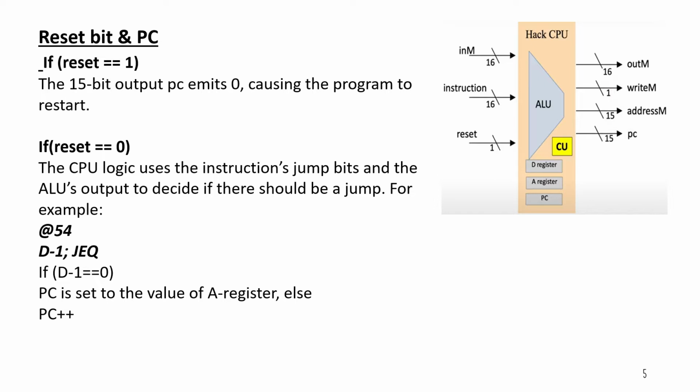So let's consider this example. This 54 is placed inside the A register, and this computation D-1 would be performed by the ALU. And if it outputs 0, then PC is set to the value of the A register, that is, a jump would be performed. And if this condition is false, then the output is PC++, which means by default the next instruction would be followed.